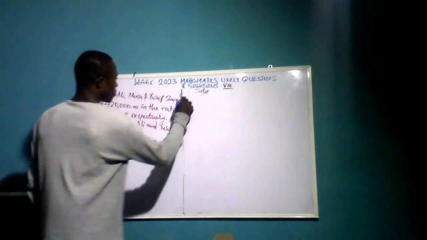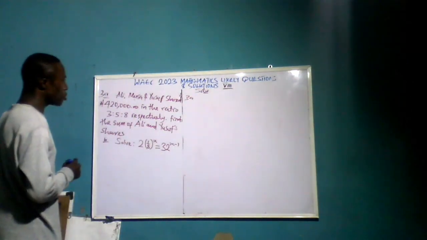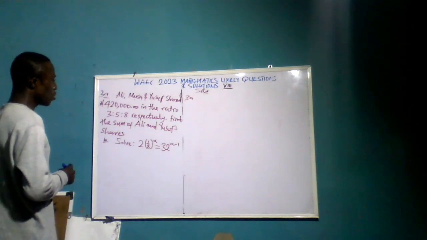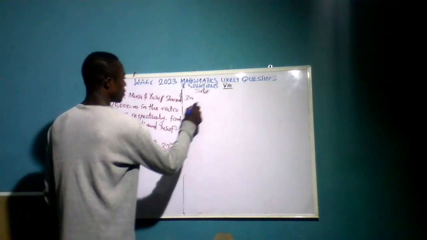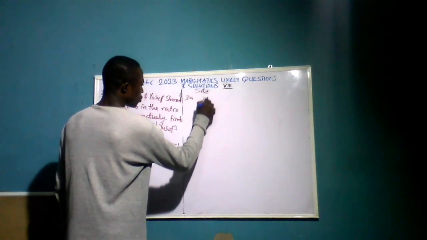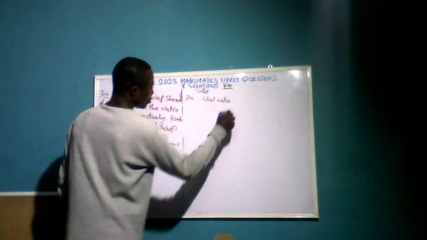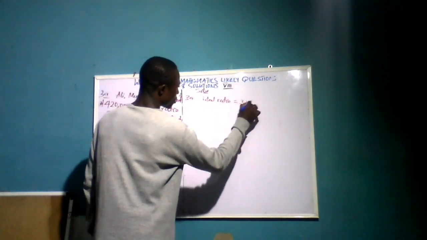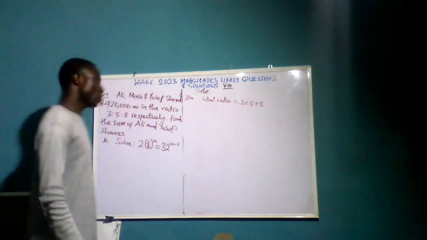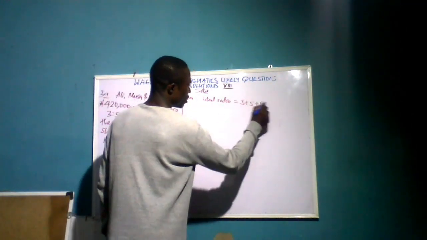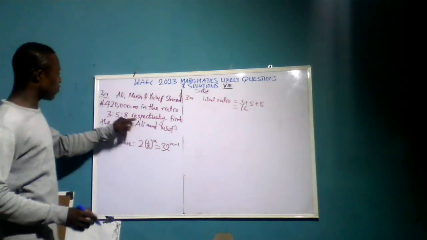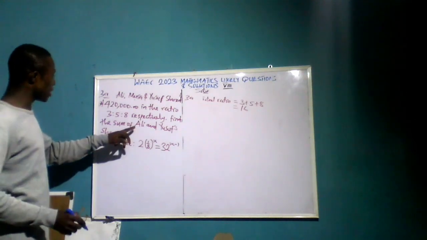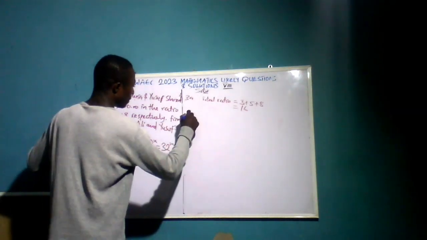To go about this, first and foremost, we have to take the total ratio of the whole share. Total ratio is equal to 3 plus 5 plus 8. Okay, and that will give you 16. That will give you 16. That's the total ratio.